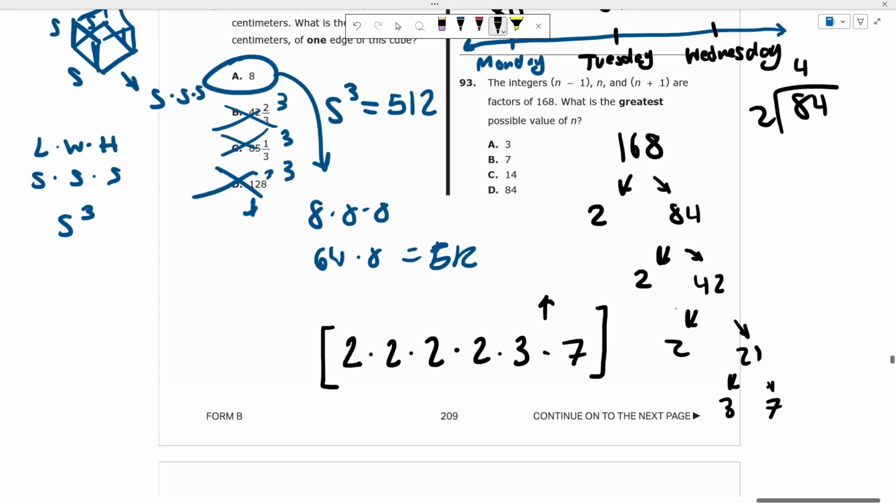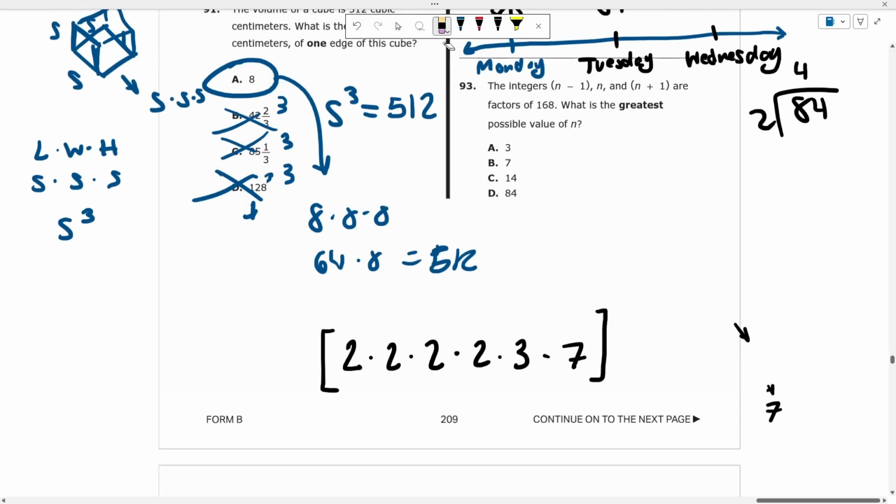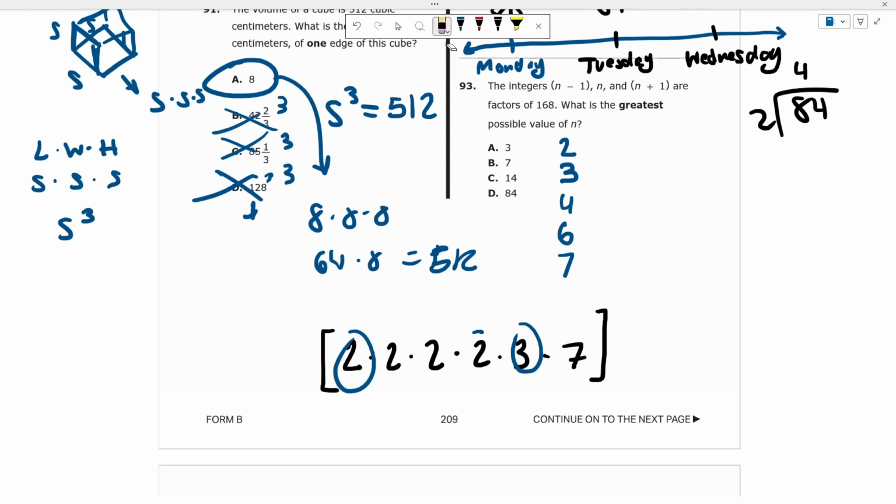So for example, 3 times 7, 21 is going to be a factor. Okay? 3 times 7 times 2, 42 is going to be a factor. 7 times 2, 14 is going to be a factor. So it's like this that we actually find those weird factors of 168. So we know that 2 and 3 are factors. We know that 2 times 2 is 4, so 4 has to be a factor. We know that 2 times 3 is 6, so 6 has to be a factor. We know that 7 is a factor. And if we just keep on going like this, the next number has to be 2 times 2 times 2, so 8 has to be a factor, right?